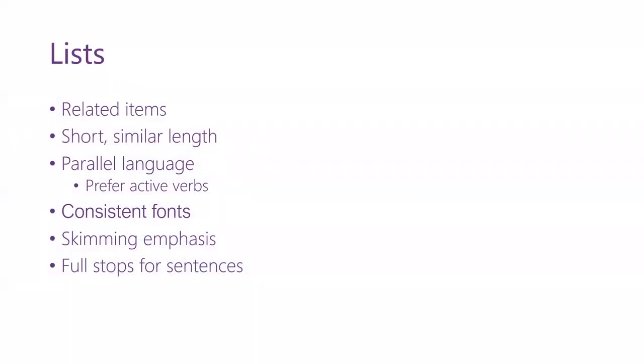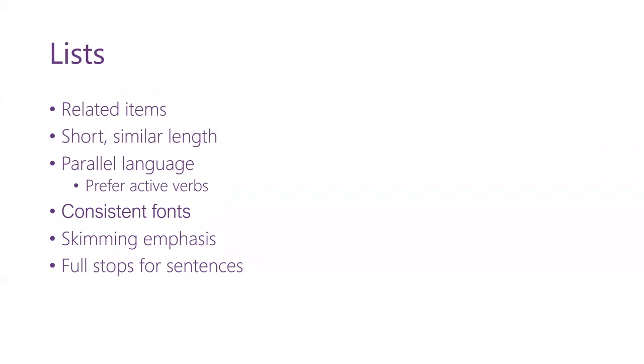So when would you use a list? Typically, lists are used when you have a whole bunch of related items. They all have to be related in some way. Otherwise, they cannot be on the same list. They can be on multiple different lists, that's fine, but not on one single list.